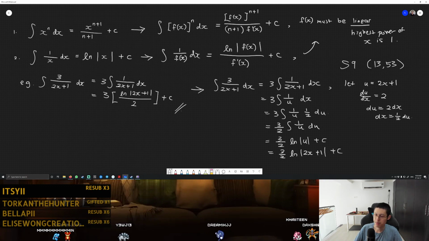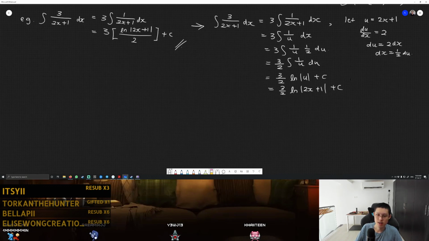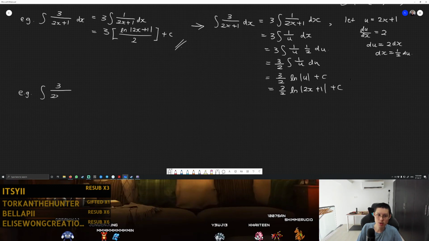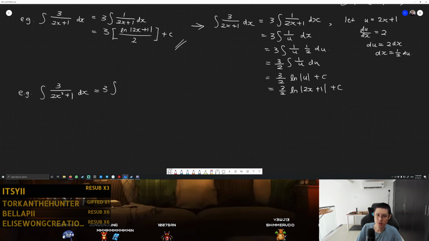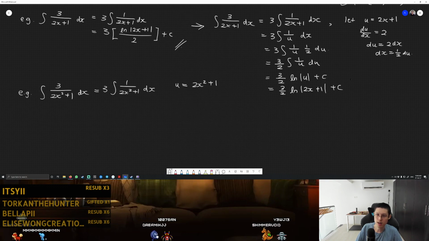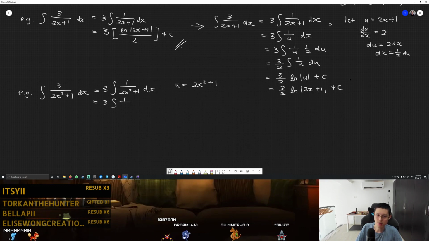Now let me show you what happens if I were to replace 2x plus 1 with a non-linear function. Okay, ready? Here we go. Let's say we integrate 3 over 2x squared plus 1. You can see this is a non-linear function, right? So let's take out the 3. We're doing the same thing. And then I'm going to replace u with 2x squared plus 1. So now this looks like 1 over u dx.